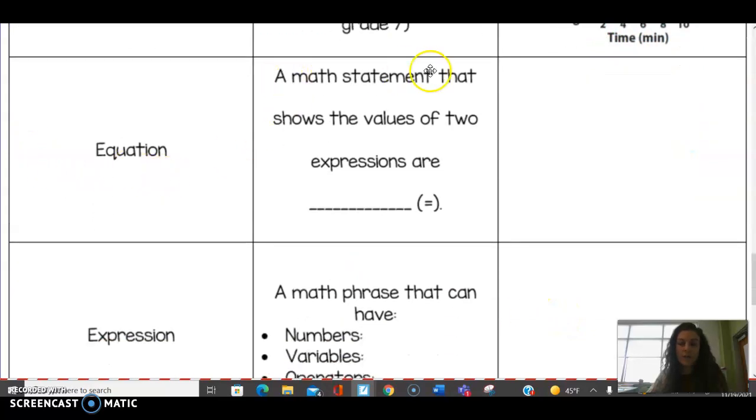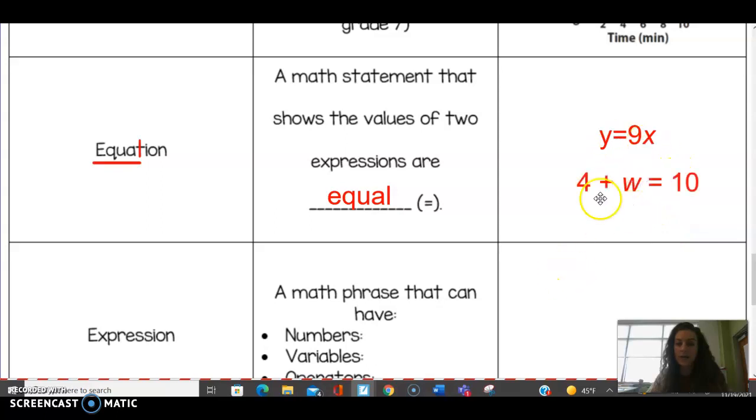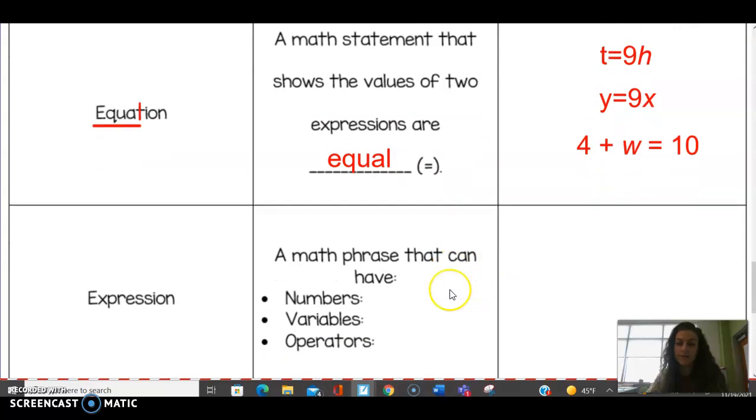An equation is a math statement that shows the value of 2 expressions are equal. I used to remind myself an equation has an equal sign because it almost has the word equal hidden in it. So an example of an equation: y equals 9x, or 4 plus w equals 10, or 9 times h equals t.